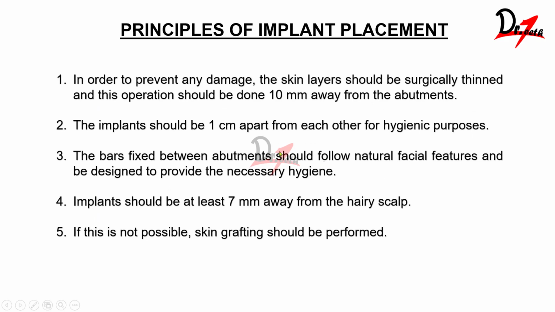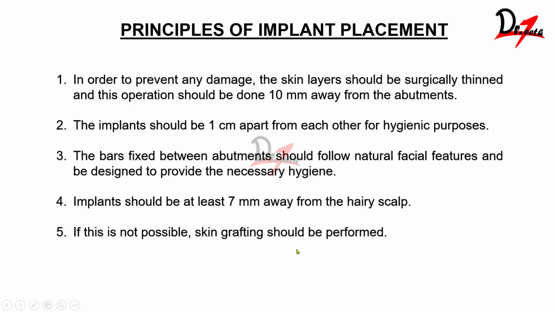Now, certain principles of implant placement. In order to prevent any damage, the skin layers should be surgically thinned, and this operation should be done 10 mm away from the abutments. The implants should be 1 cm apart from each other for hygienic purposes, and the bars fixed between the abutments should follow natural facial contours and be designed to improve the necessary hygiene. Implants should be at least 7 mm away from the hairy scalp, and if this is not possible, skin grafting should be performed.